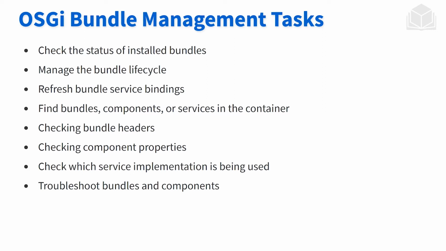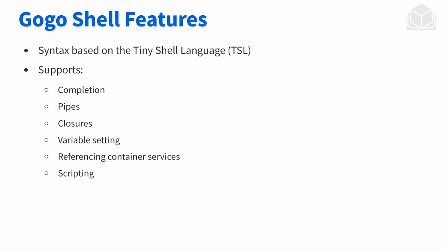So there are a lot of OSGi bundle management tasks that you can see here on the screen. A lot of different things that we want to be able to do. It's just a matter of, well, how do we do these things? Things like check the status of our bundles. We know that the state of the bundles is very important in knowing whether or not a bundle is working as we intended. What is the current state of the bundle's life cycle, and so on and so forth. So let's go ahead and see how some of these things can be accomplished.